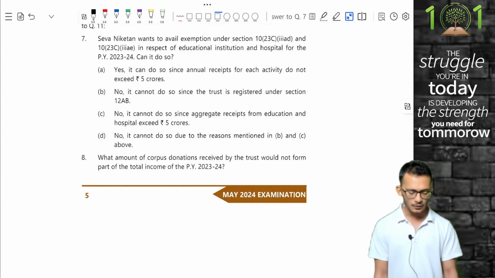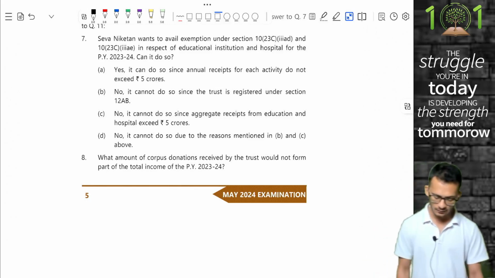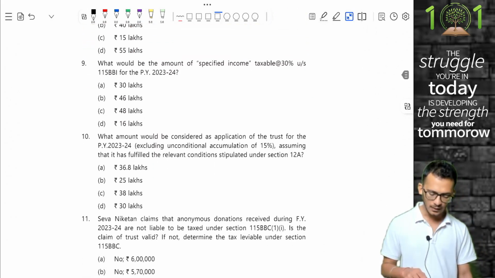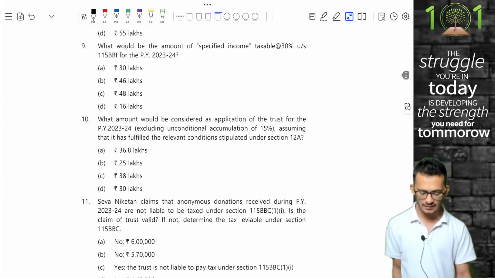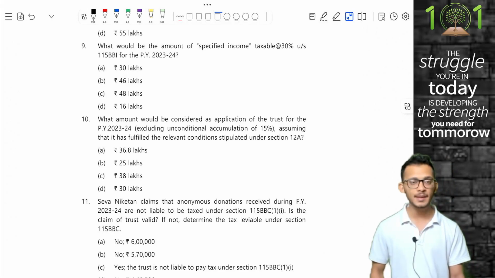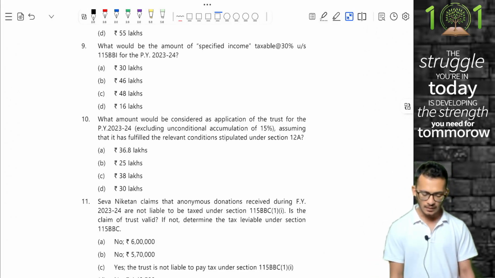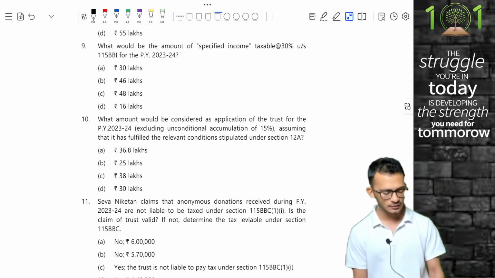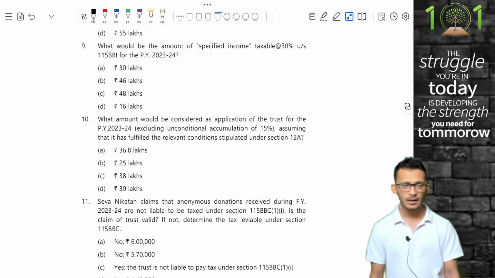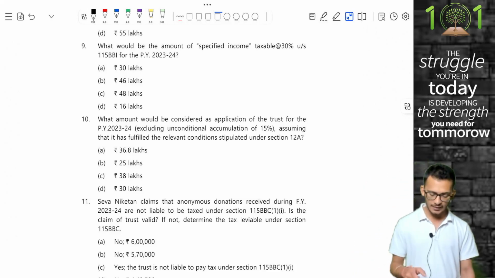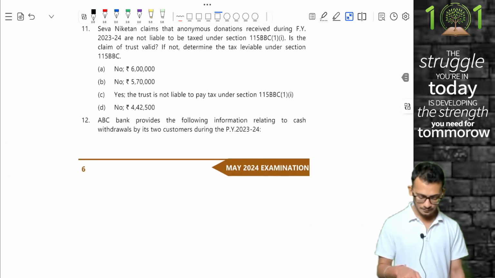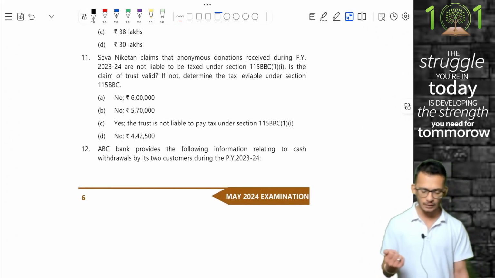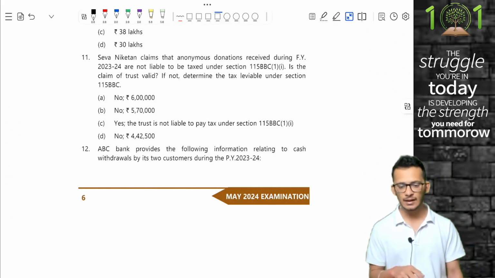Next, what is the amount of corpus donation received by the trust that would not form part of total income? So what corpus donation would be exempt? What would be the amount of specified income which is taxable at 30% under section 115BBI? What is the amount to be considered as application of income for the trust, excluding the unconditional accumulation, assuming it has fulfilled all relevant conditions? So an application related question. And finally, the last one: Sevaniketan claims that anonymous donation received during the year is not liable to tax. So some anonymous donation related question. Yes, this is what the background is.